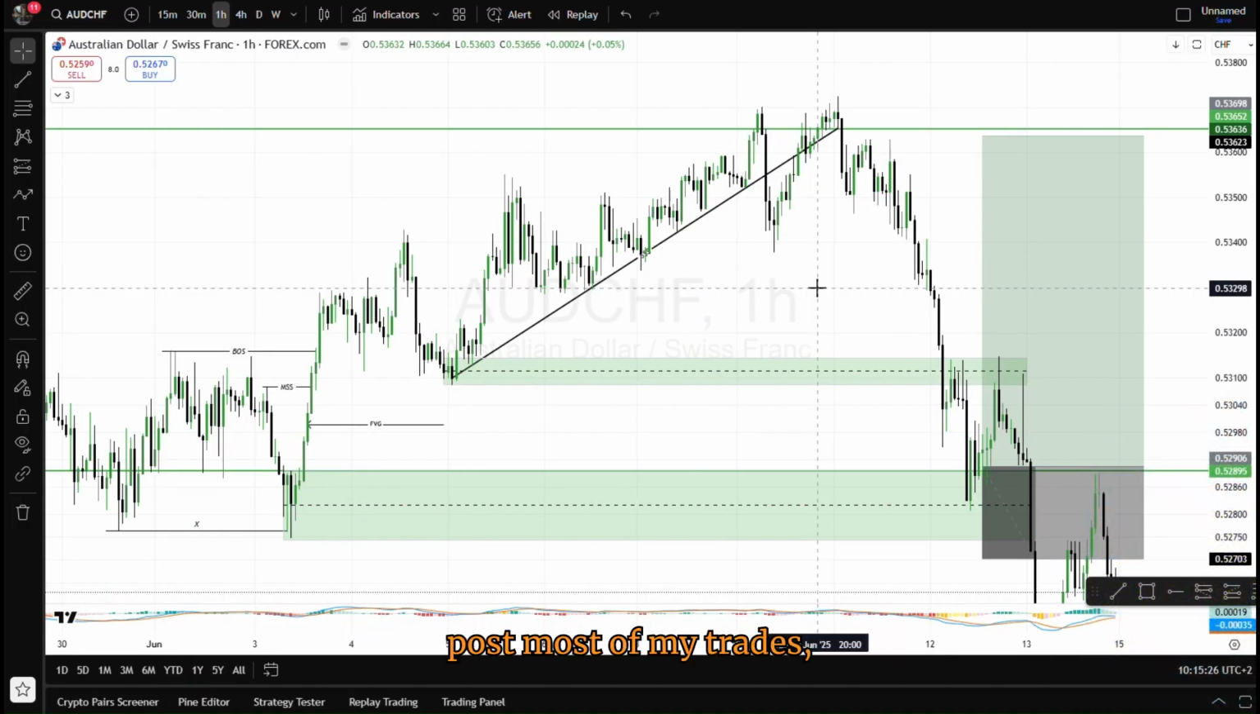This is a place I post most of my trades, the trades I'm taking for the week, and the trades I already took for the week that made me a loss or profit.